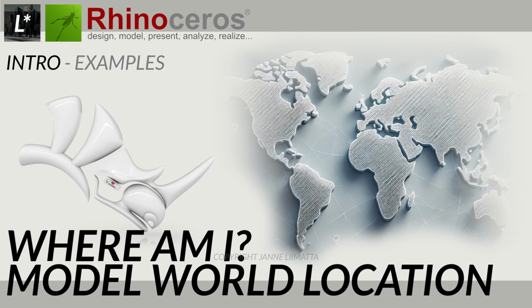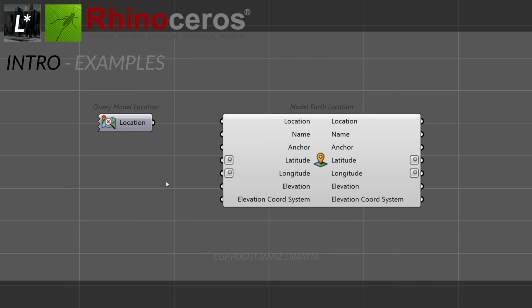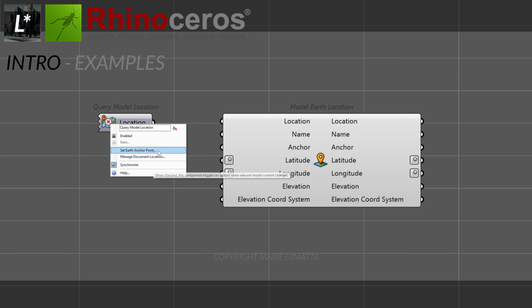We will now cover the query model location and model earth location, new components in Rhino 8. The query model location has only one output, which gives us the location of the Rhino model. You can right-click on the component and set it to synchronize, or you can set the Earth anchor point. This is also an easy way to access the world location in Rhino by clicking the Manage Document location.